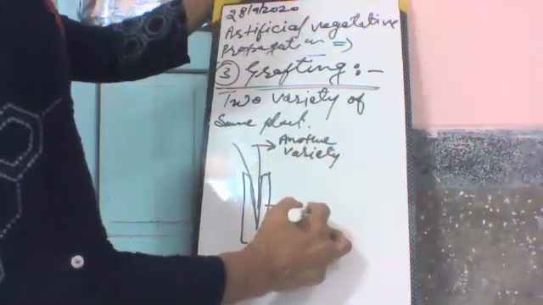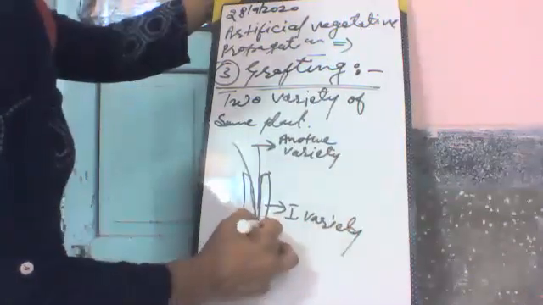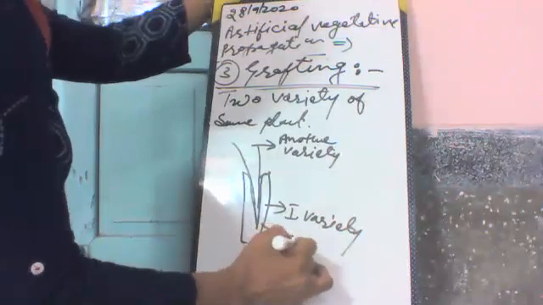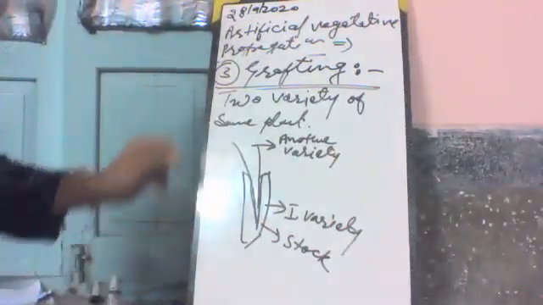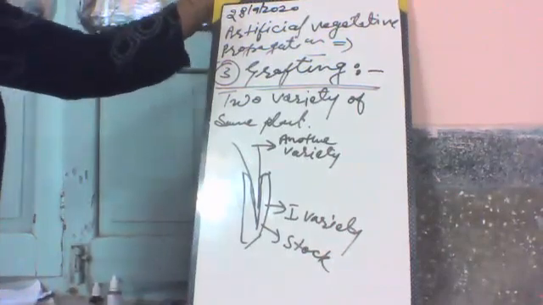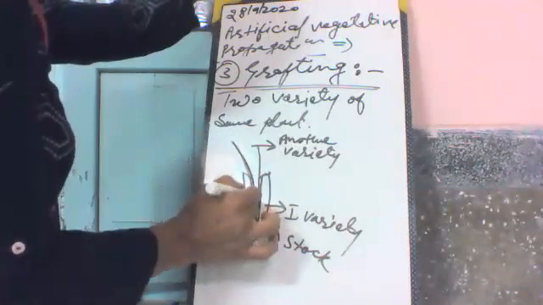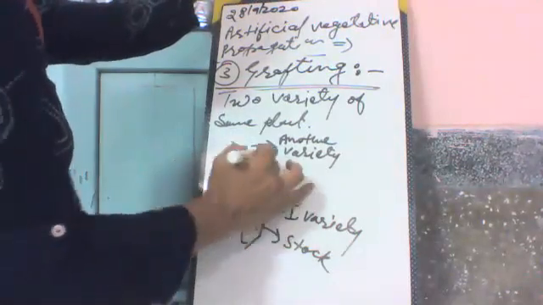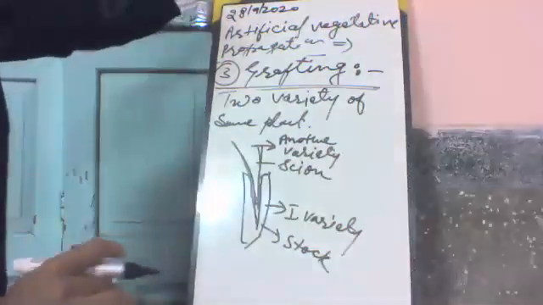First variety, and this is receiving the another plant, so it is known as stalk. This is called stalk, and the shoot fixed on the stalk. This is the shoot of another plant, and this is known as scion.